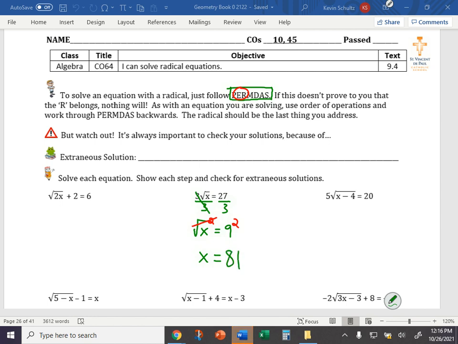Okay? So, folks, you know how to do this already. You've done this math before. Now it's just doing it all together.